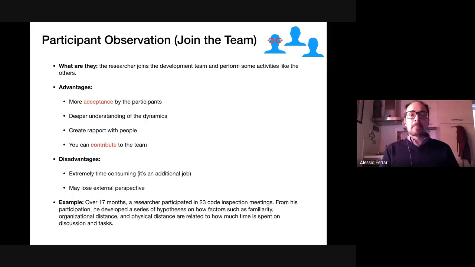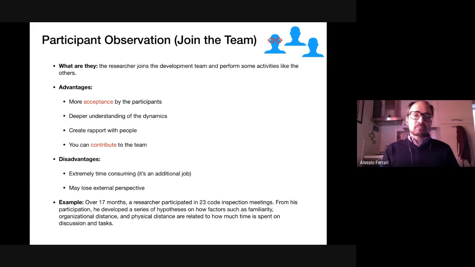Okay. Participant observation is joining the team. So you are the researcher and you are observing, but you are also participating. So you join the development team and perform some activities like the others. The main advantage is that this is likely to be more accepted by the participants, and you can create more rapport, and you can also give a contribution to the team.